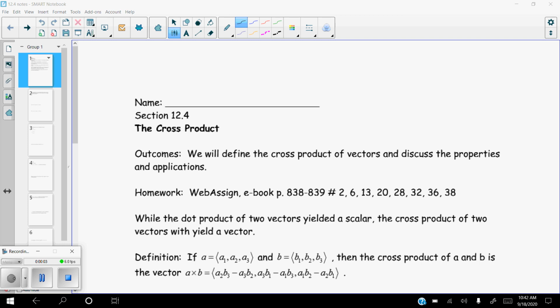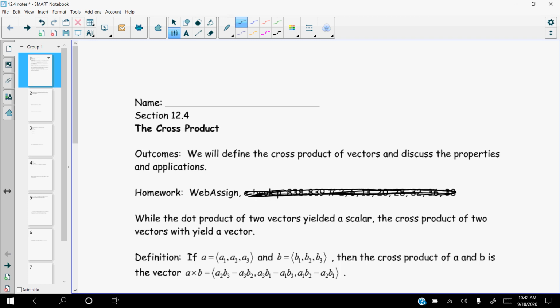All right, this is section 12.4, the cross product. This is going to be the second of our vector multiplications. So the first thing we're going to do is cross all of this off. There is no bookwork, just the WebAssign. It's from a much older time when I was doing this differently.